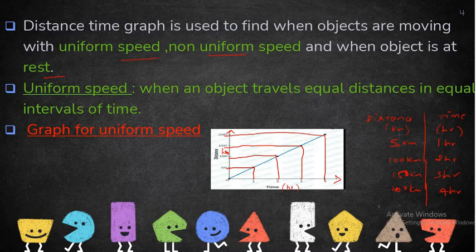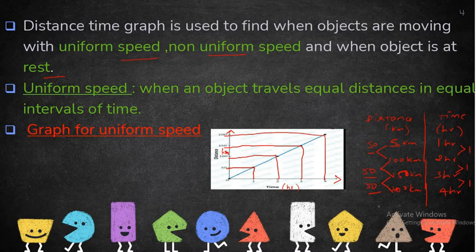Correct? I will call this object as moving with uniform speed. Why? Because if I take the difference of these two, I will get 50. Here 50, right? And here 1, 1, 1. That means for equal intervals of time, it is covering equal distances. So that object is said to be at uniform speed. And what will be the graph? It will be a linear graph. Why? Because I am getting a straight line passing through the origin. Okay, this is for uniform speed.